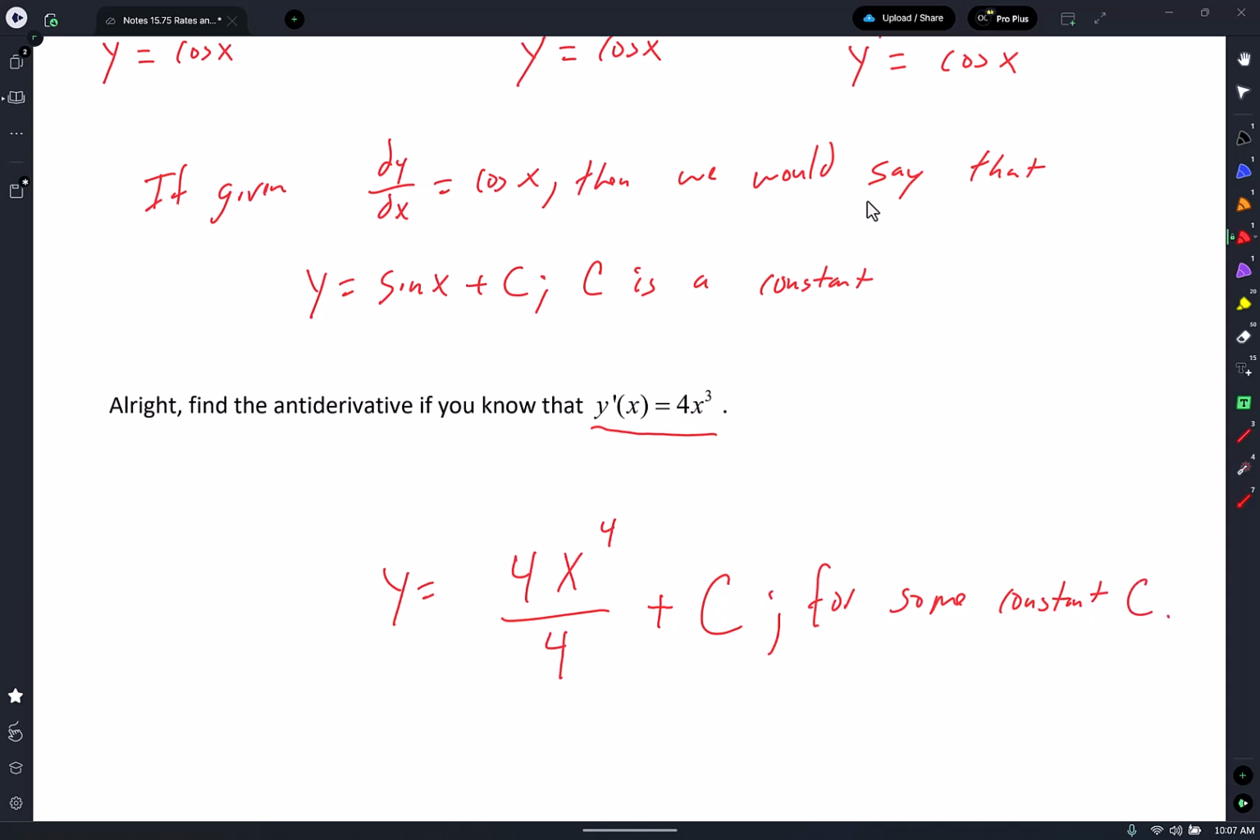For me, maybe your professor is going to want more. Your professor may want you to say "for some constant C" all the time, and if that's so, then so be it. Did I say that right? Okay. There it is. All right.